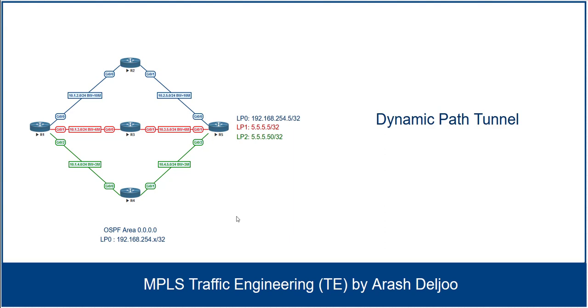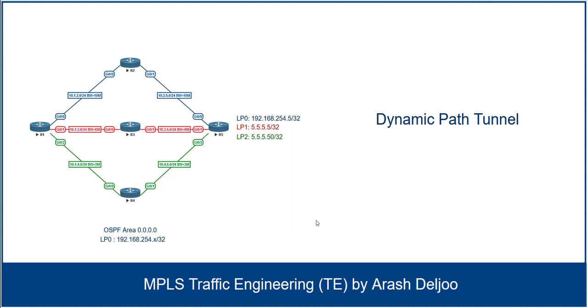Okay, let me show you how we can configure a dynamic path tunnel. What is the goal of this scenario? The goal of this scenario is to define tunnels, and in those tunnels we want to configure the requirement related to the bandwidth. And we expect to see that MPLS traffic engineering will dynamically find the path with the requirement of our traffic. It's a very interesting feature.